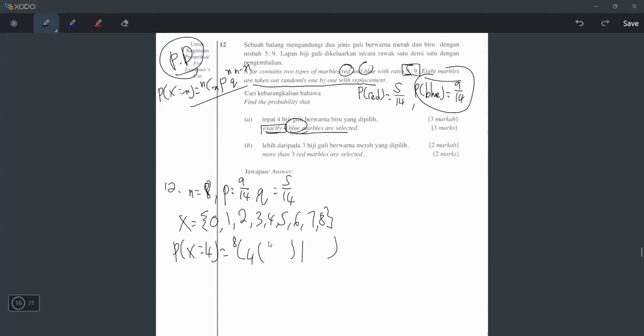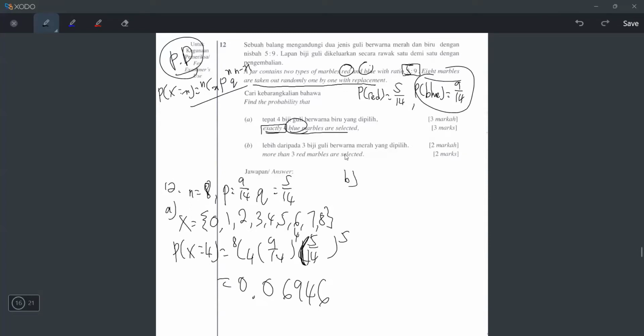8C4 times (9/14) power 4, times (5/14) power 5. Sorry, just press the whole thing: 8C4 times bracket 9 over 14, close bracket, power 4, and then times bracket 5 over 14, close bracket, power 5. All right, I got my answer, 0.06946. I usually like to write 4 significant figures, so that's what I got. Done already. So this is A.